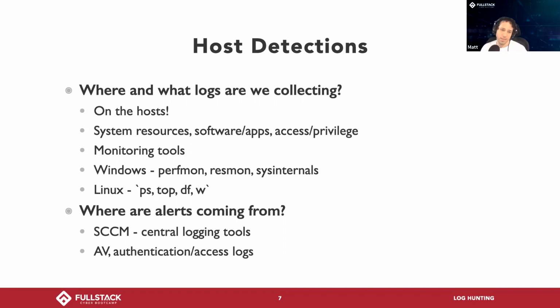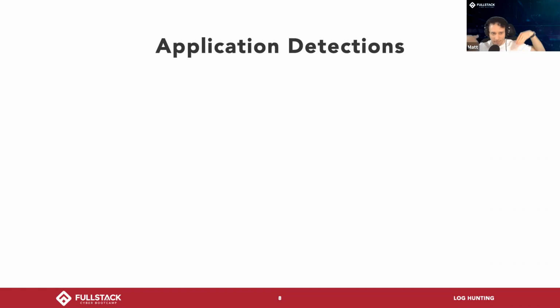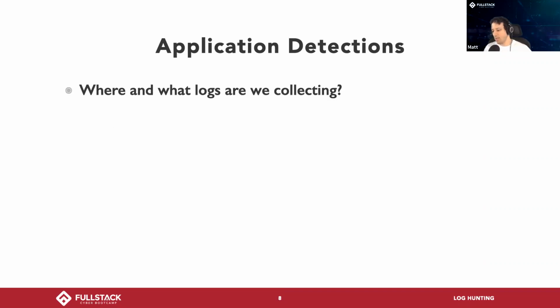Okay. So that's hosts. Let's talk applications now. Next level up, right? Talk about where and what logs are we collecting. There's going to be some overlap here between hosts, right? What am I going to look for inside an application that says potentially it's been hacked? Think of an application like the WordPress site that we've hacked before, right? What are we going to be looking for? New users? Sure. New users, new accounts. What else?